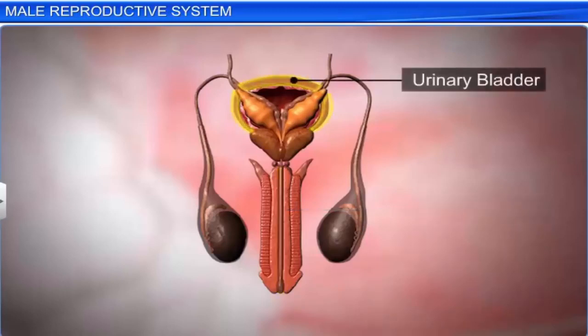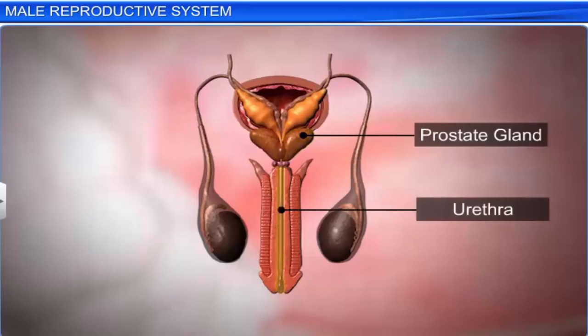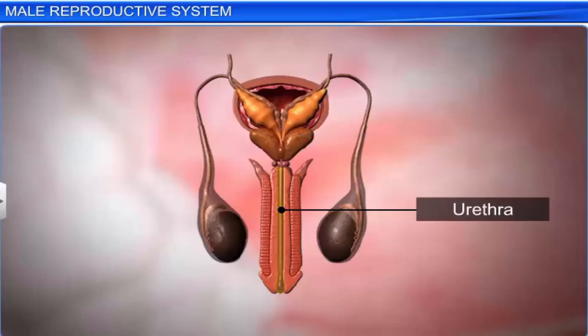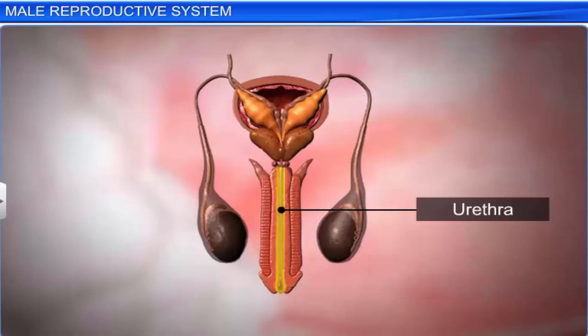The neck of the urinary bladder, ejaculatory duct, and prostate gland open into the urethra or urinogenital canal. The urethra extends through the penis to its external opening called the urethral meatus or urinogenital aperture. The urethra is the common passage for urine and semen.